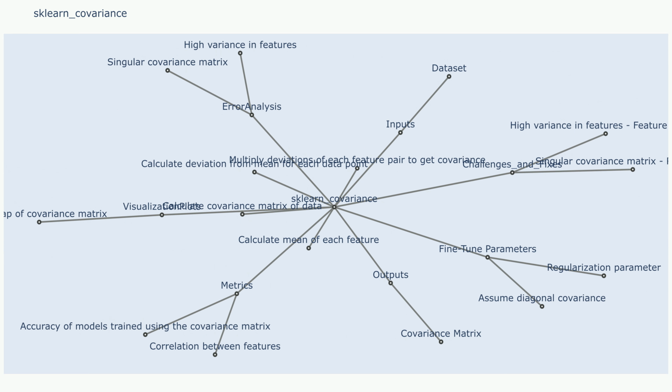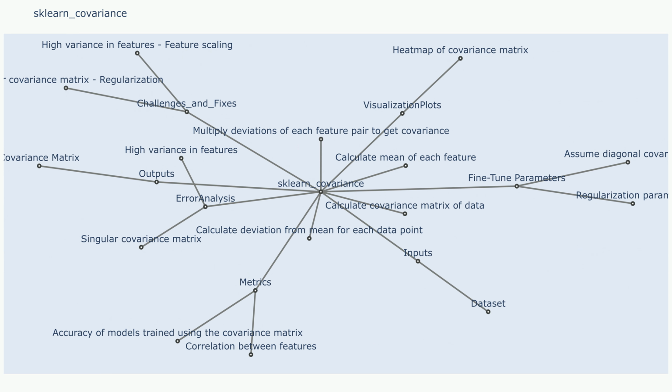Challenge 2. Outliers. Extreme values. Outliers can significantly impact the covariance calculation, leading to misleading results. Sample use case that resulted in challenge 2. Imagine a dataset with the heights of people. If there's a single outlier with a height much taller than the rest, it will inflate the covariance between height and other features.